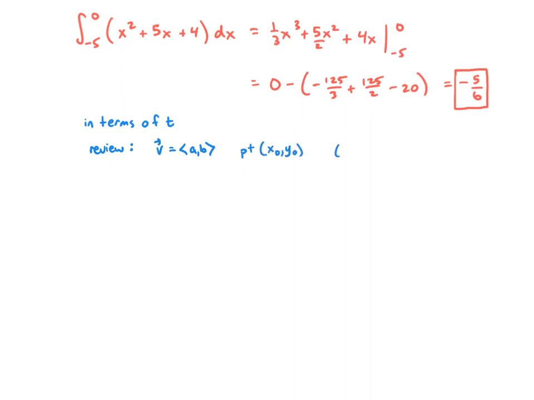So if we're going to go from -5, -3 to 0, 2, then our vector is going to be 0 minus -5, so 5, and 2 minus -3, so 5. And then the point is going to be the starting point, which is -5, -3. The equation for x will be the initial x plus a times t, and y will be the initial y plus b times t.